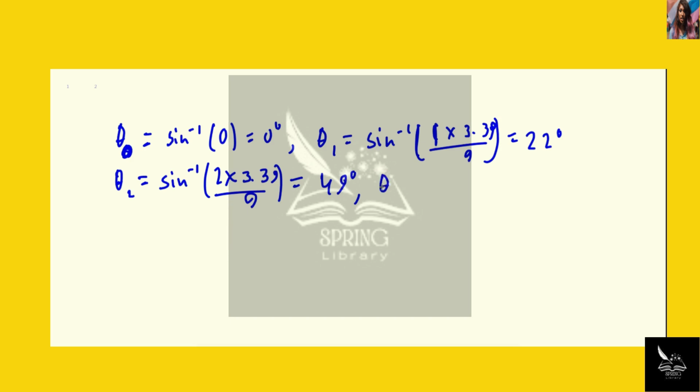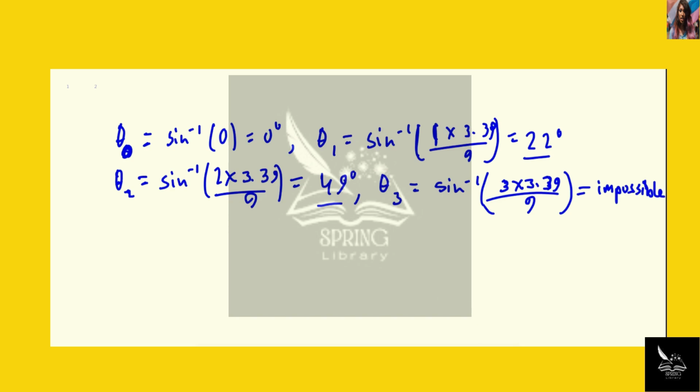Now, when we try m equals 3, you have arc sine of 3 times 3.39 over 9. Note that the numerator is greater than the denominator, which cannot happen. Sine theta cannot take a value greater than 1, so this is impossible or imaginary. This will give you a math error if you enter it on the calculator, so theta 3 won't happen, and so the maxima will occur at 22 degrees and 49 degrees.